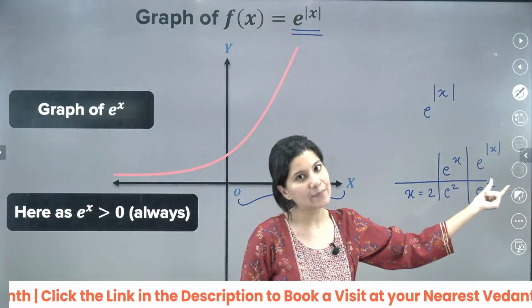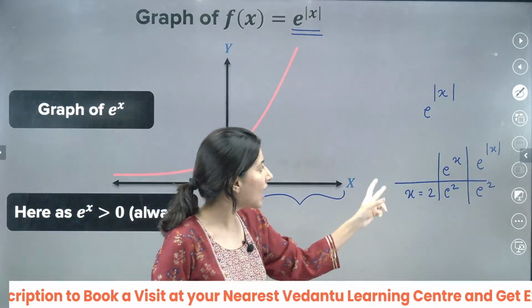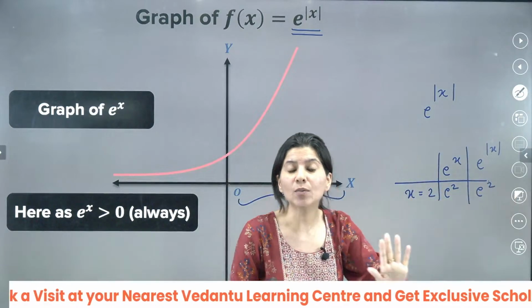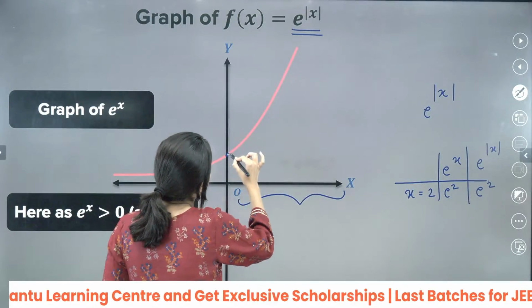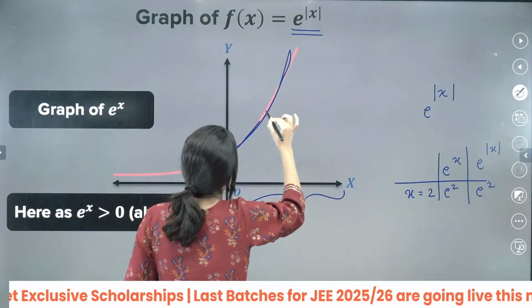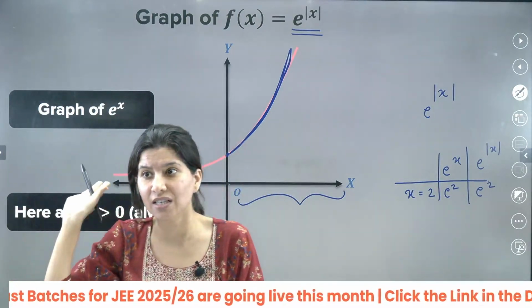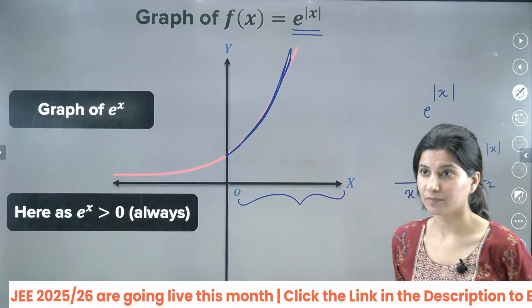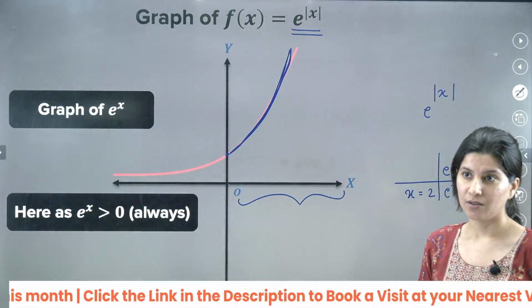X equals 3, same. That means the moment I put positive values, the graph of e raised to power x and e raised to power mod x is exactly the same. So the right hand side portion of both will match with each other, yes or no? Right hand side, there is no change for the positive part.